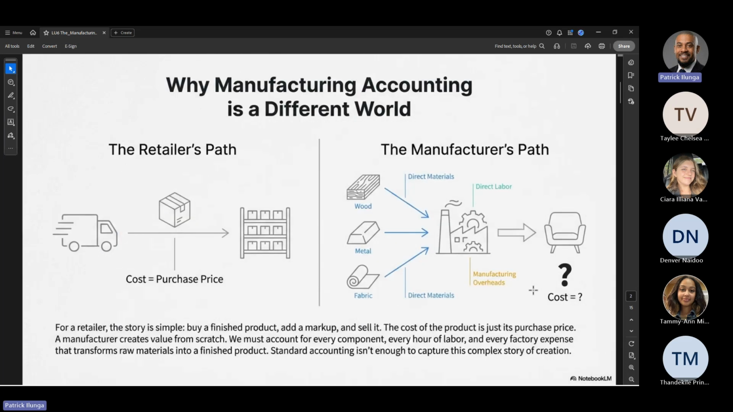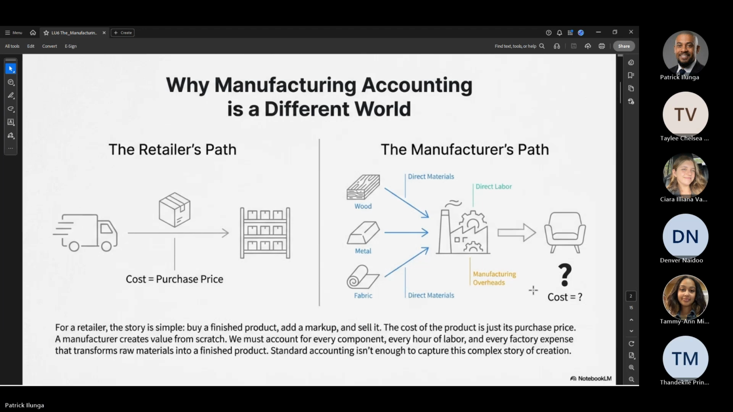So I said this last week, and I'm just repeating what I said last week. That's the reason why none of this should sound new or confusing, because every single thing, right? We did make a distinction between a retail business and a manufacturing business, right? You know the retail business. You just buy finished products, right? You add a markup and you sell it.